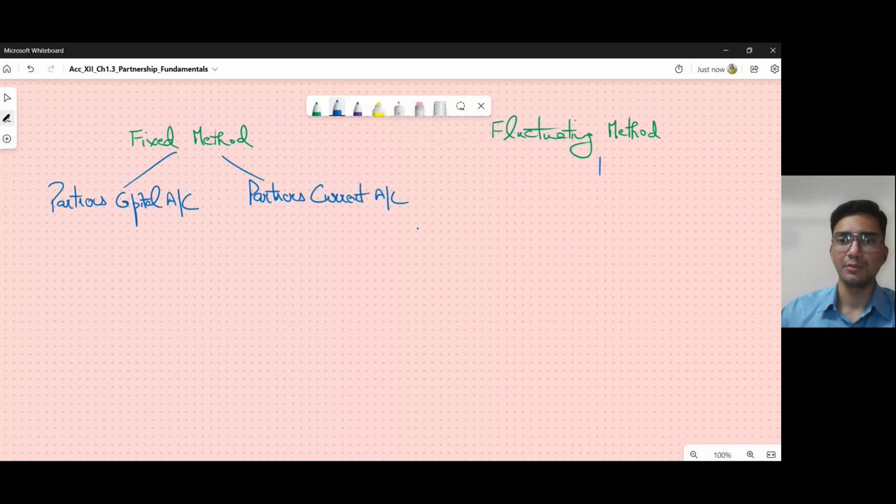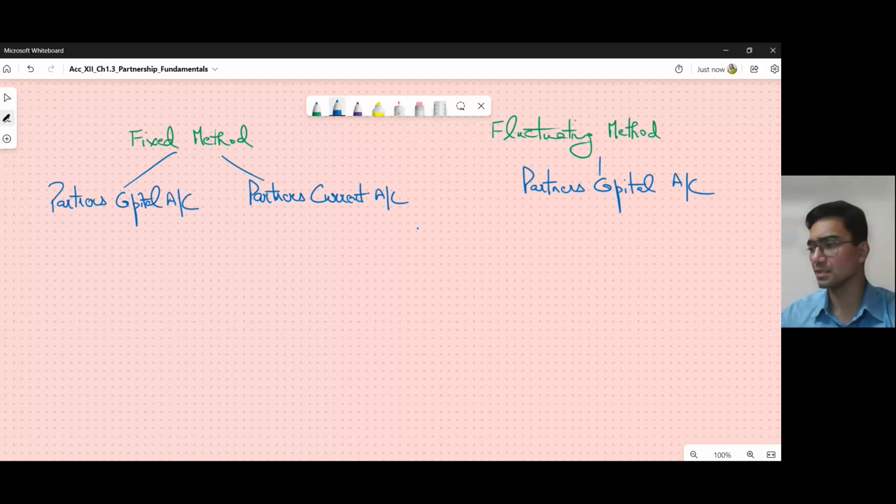Under the fluctuating method, we just make one kind of an account, which is going to be known as the partner's capital account. Now, why is it that we make two accounts here and one account here? Well, this is by default that we have to remember. If a question says we are going to be following the fixed method of maintaining a capital account, in that case, we are going to make two accounts.